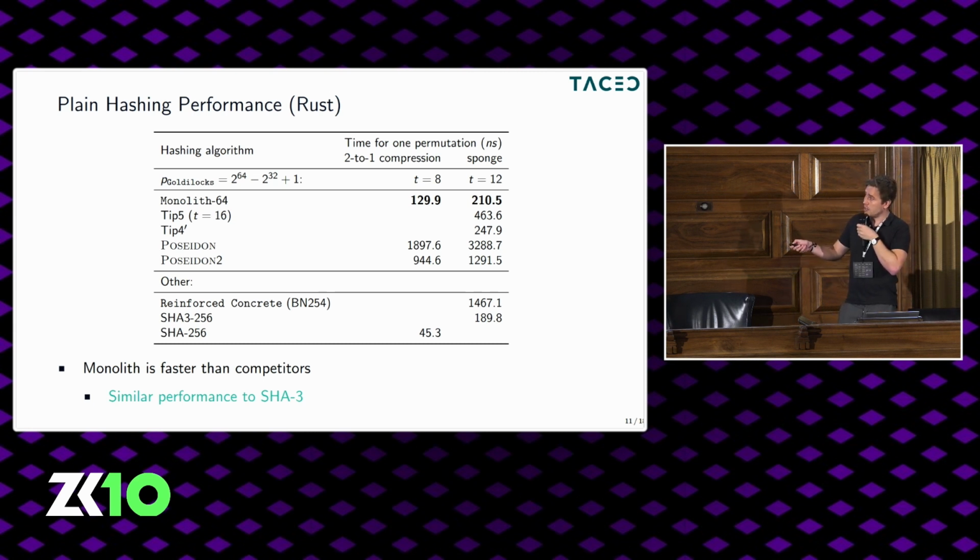And here we also have benchmarks against DIP5 and DIP4 prime. These are basically the most important competitors to our hash functions, since they basically try to achieve the same, also with lookup tables. And you can also see here that Monolith outperforms both of them. You see it here on the slides.